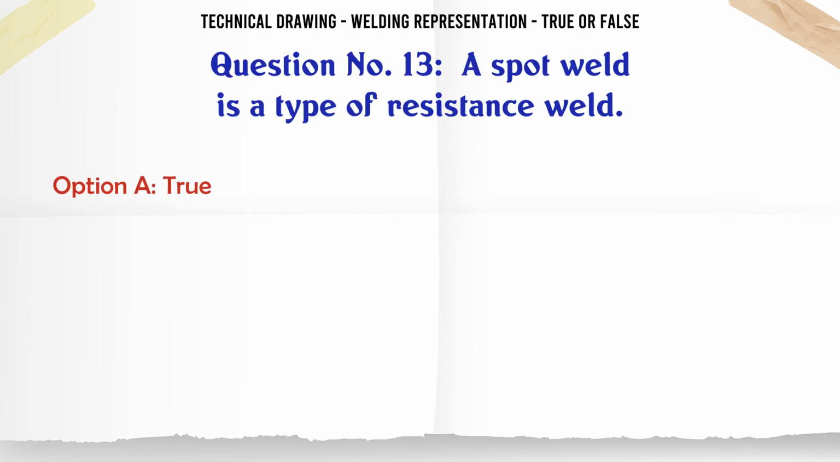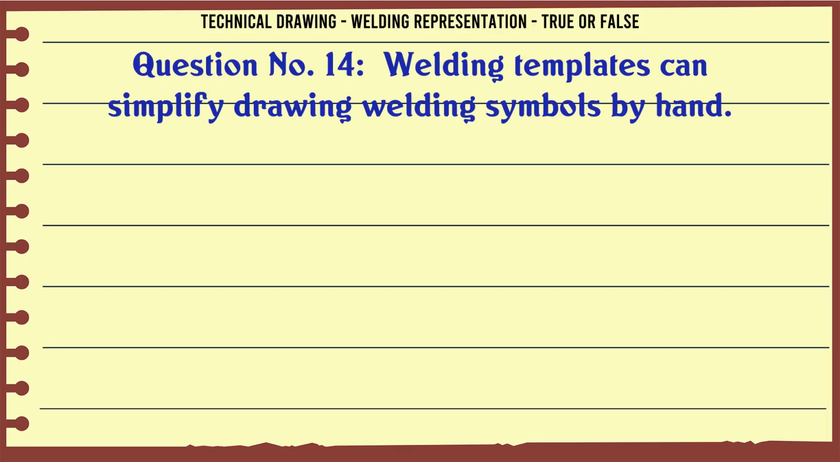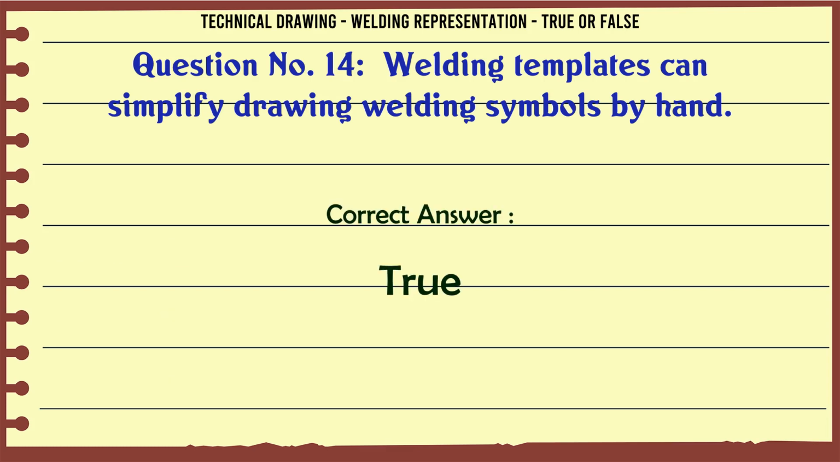A spot weld is a type of resistance weld. True or false? The correct answer is true. Welding templates can simplify drawing welding symbols by hand. True or false? The correct answer is true.